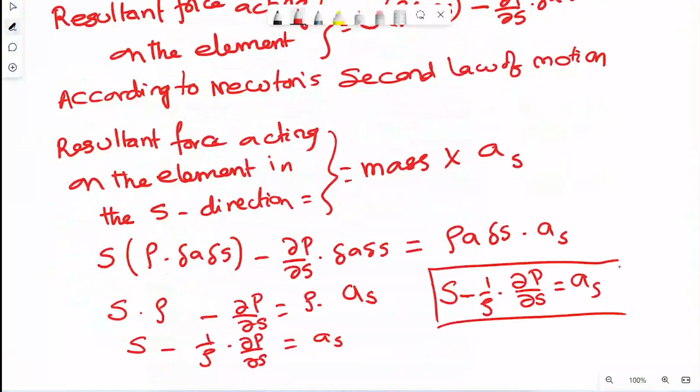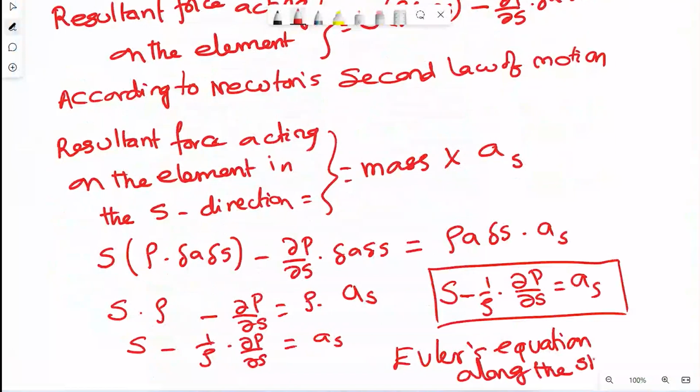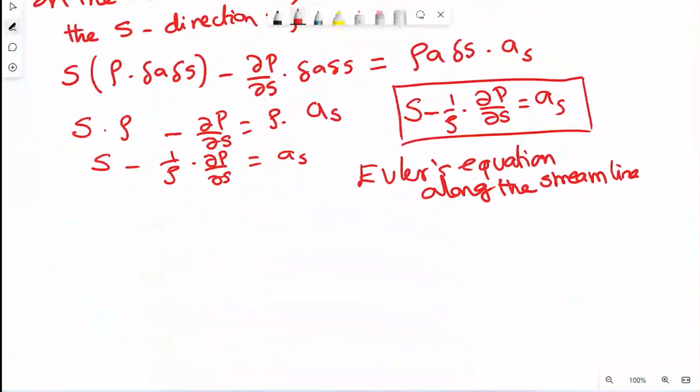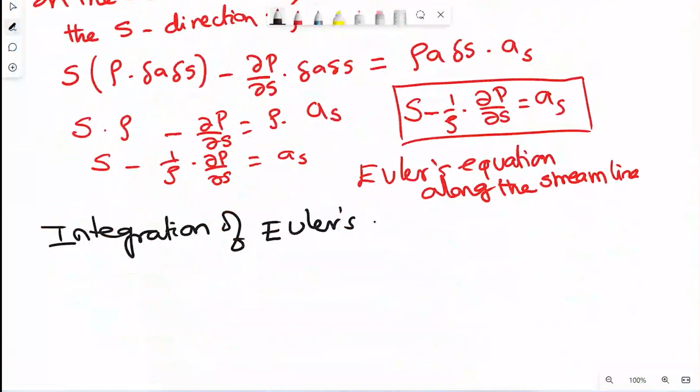This is what is actually Euler's equation along the streamline. That's it. So once Euler's equation is obtained along the streamline, integration of Euler's equation results in Bernoulli's equation.